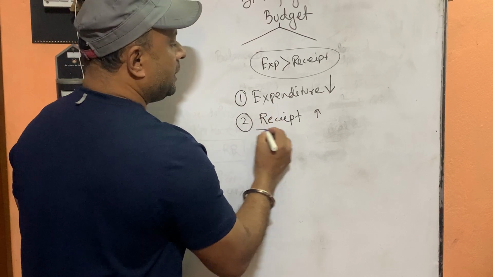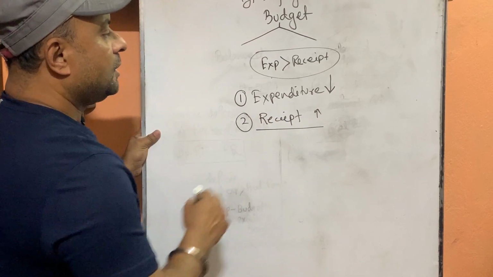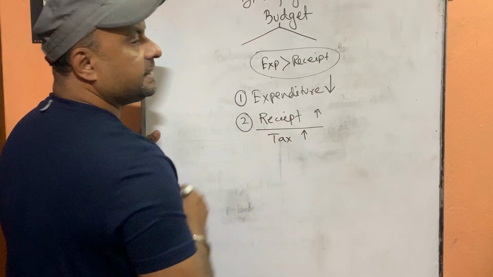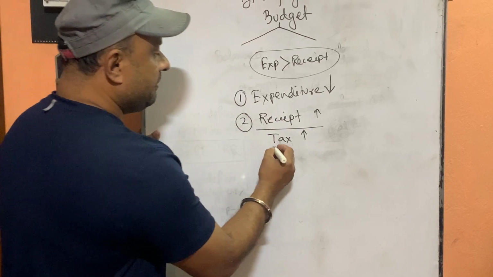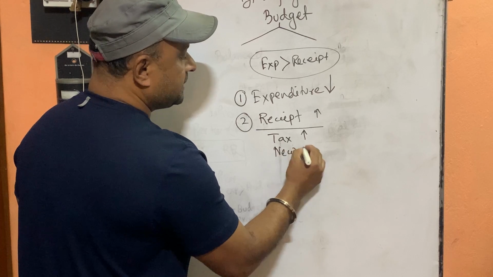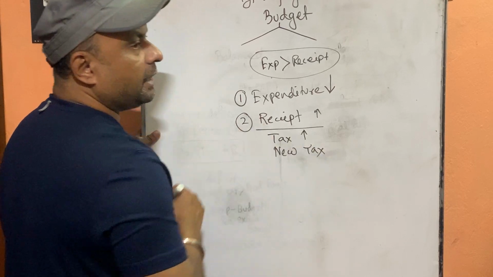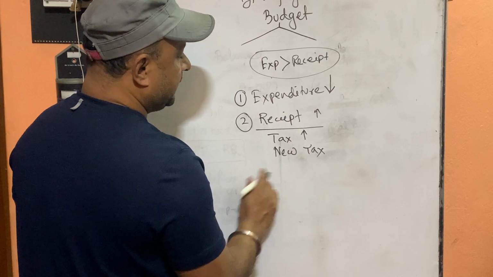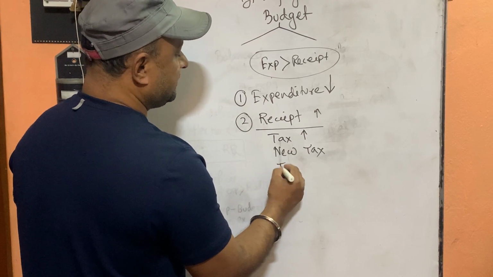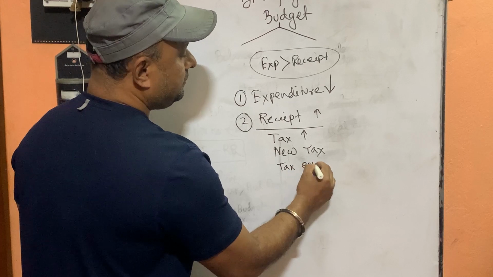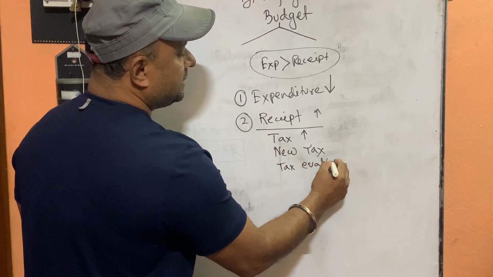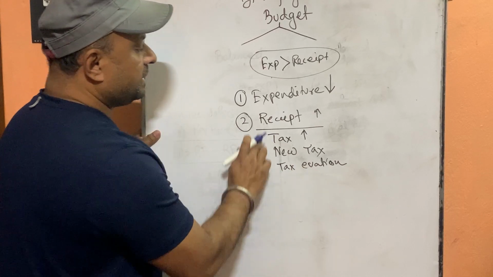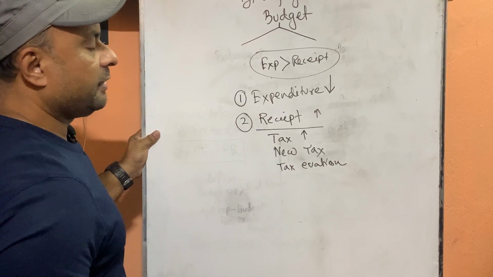Now, how to increase the receipts? Through taxation. Government can increase the existing tax rate. Government may impose new taxes. Then also government can earn more income. Government can check tax evasion. Tax evasion means the tendency of people not paying tax. By checking it, government can increase the collection of revenue.